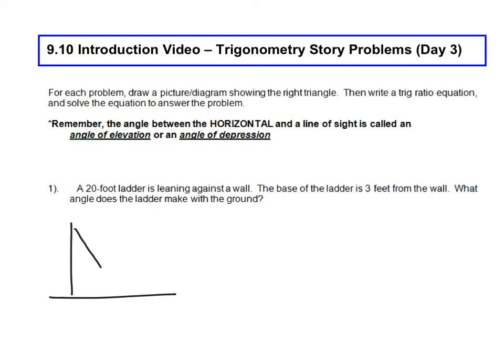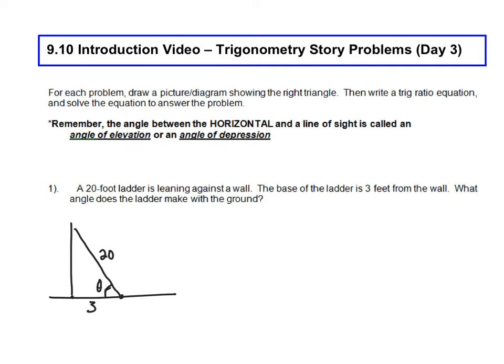Here's a 20-foot ladder right there leaning against the wall. The base of the ladder is 3 feet from the wall. So here's the base of the ladder. Here's the wall over here. That's 3 feet in between there. What angle does the ladder make with the ground? So here's the ladder with the ground. That's theta. We have to figure out what that angle measure is.